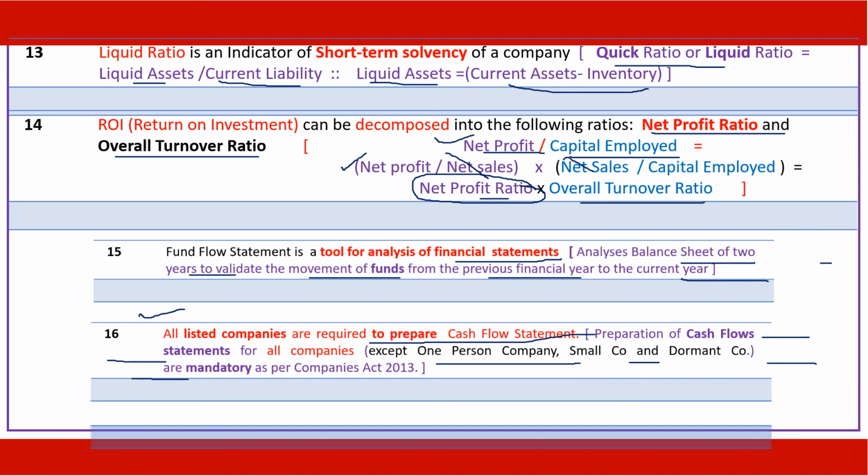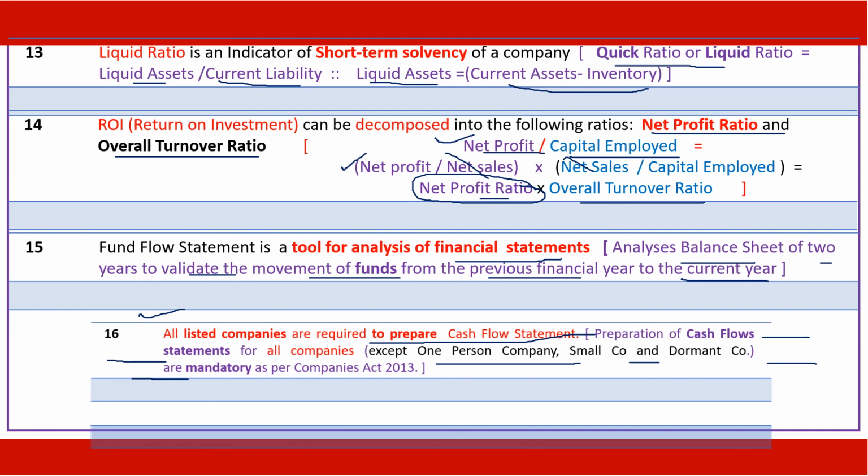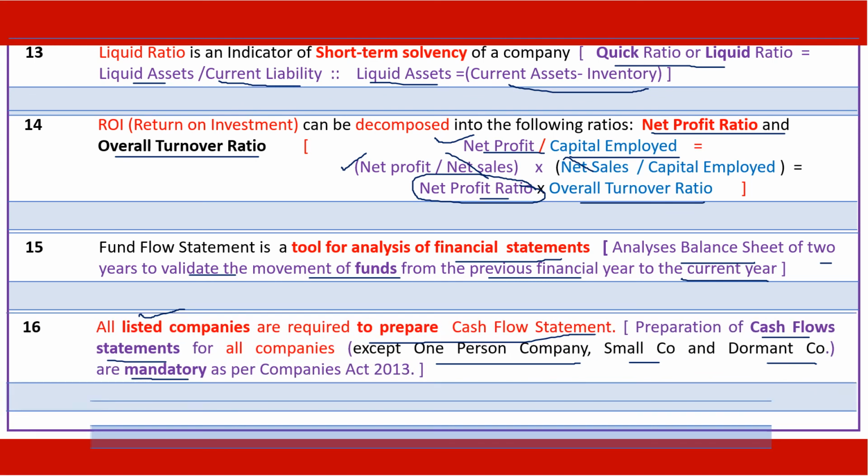Funds flow statement analyzes balance sheet of 2 years to validate movement of funds from the previous financial year to current financial year. It is a tool for analysis of financial statements. All companies barring or except one person company, small company and dormant company, it is mandatory to prepare cash flow statements. Earlier it was listed companies which were required to do it. Now all companies are supposed to do it.